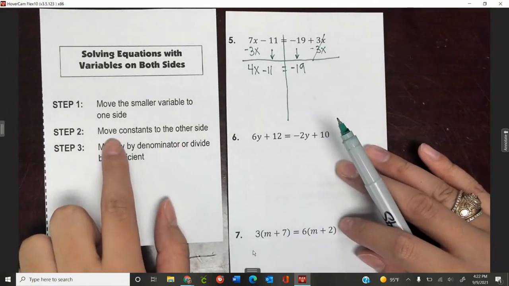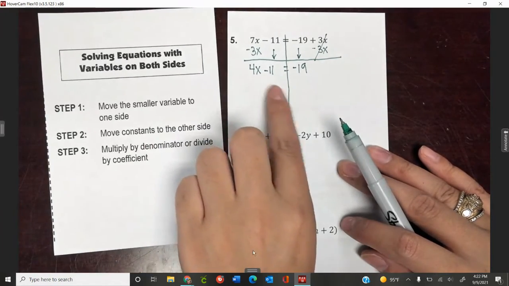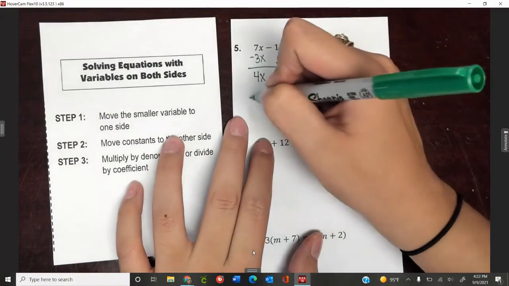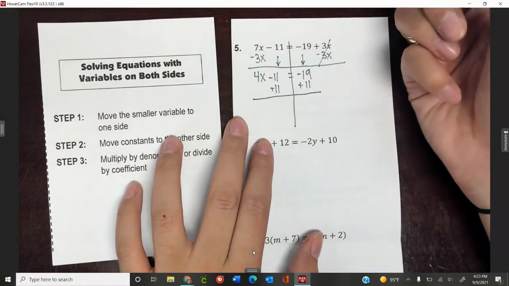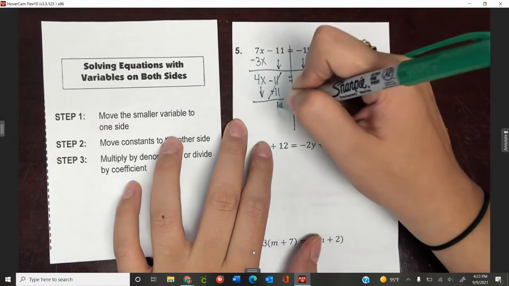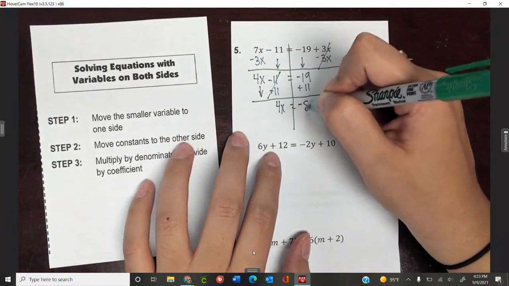So now we want to move our constants to the other side. My variable is on the left. Now I want to move my constant to the right. So now I'm going to add 11 to both sides. So adding 11, my 11's cancel out, and I'm left with 4x equals negative 19 plus 11, which is negative 8.